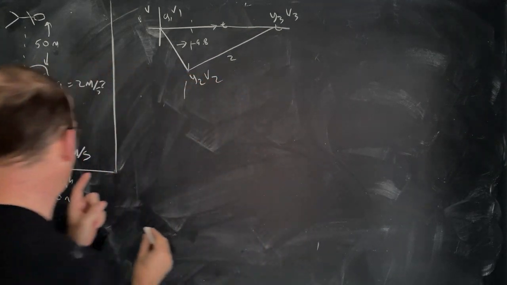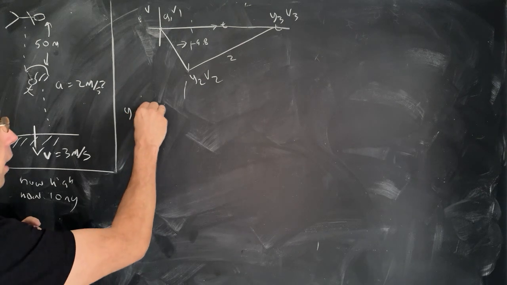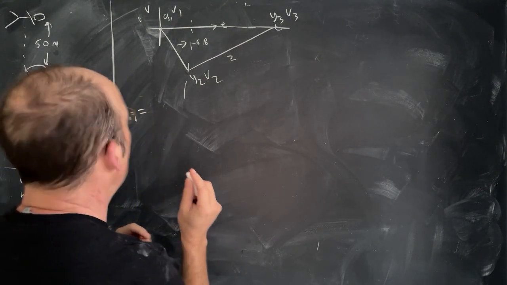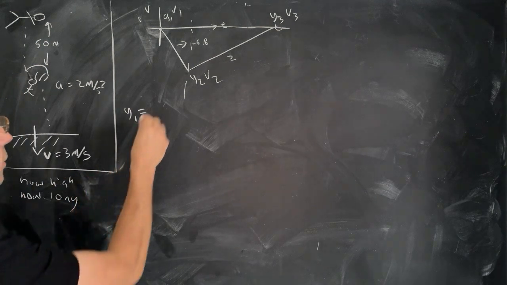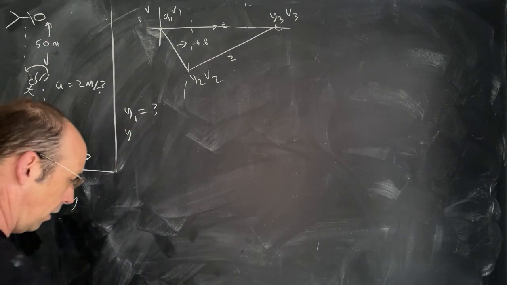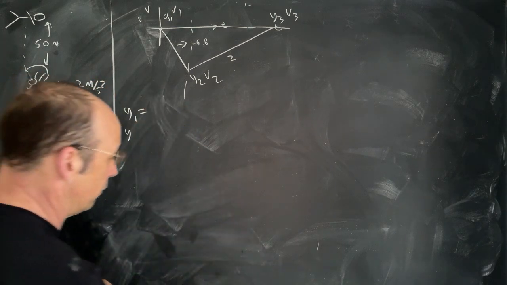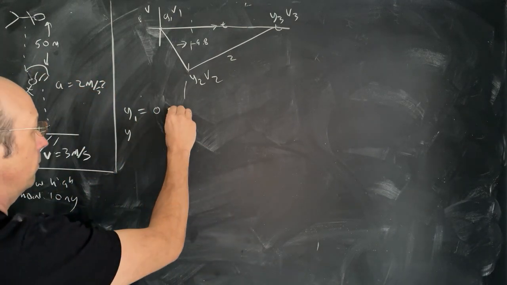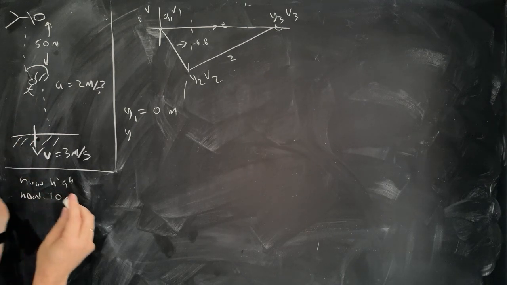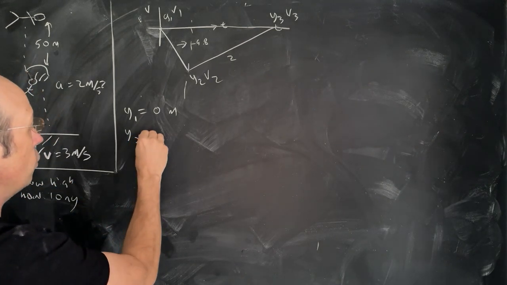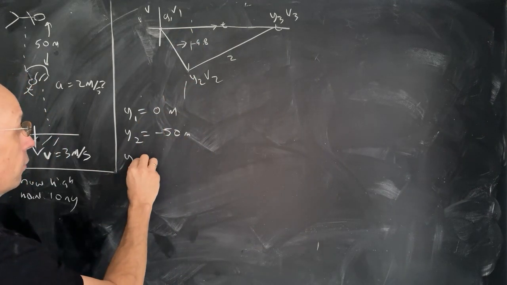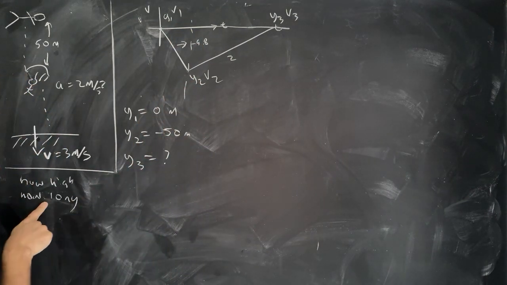I'm going to write down a bunch of stuff here. Let's call the ground 0. So I'm going to say y1 is 0. And so down here, I'm going to have a negative y value, and I want to find for that. And that's fine, okay? But now I can write y2 as negative 50 meters, right? Because they're going to drop down. And then y3, I don't know. I'm trying to solve for that.